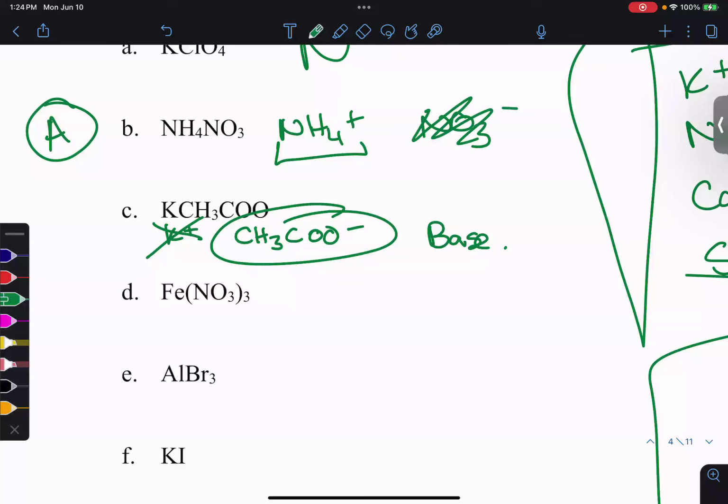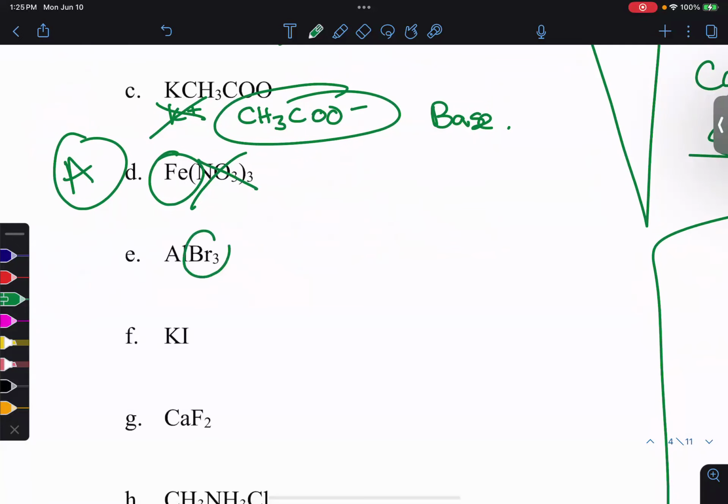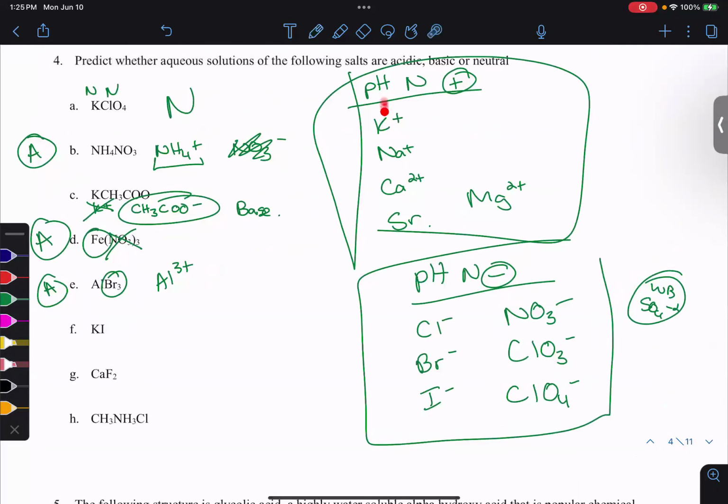Iron nitrate. What thing can we ignore? Nitrate. Iron is a what? Acid. Perfect. Aluminum bromide. What thing can we ignore? Bromide, because it's Br minus. Al3 plus is an acid. It's a Lewis acid. Basically, any metals that aren't these pH neutral ones are going to be a little bit acidic. KI, neutral. Yep, you can ignore both of them. K plus and I minus are both pH neutral.